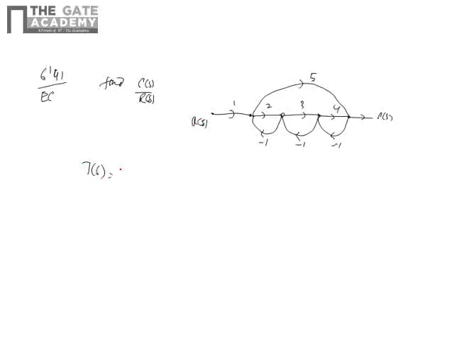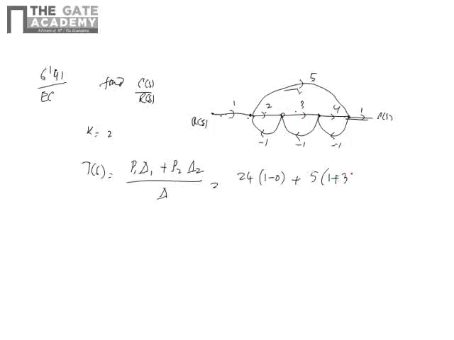So how to find out T(s)? We have to find out first the K value. So K is 1, 2, 3, 4 is the first forward path, then 1, 5 is another forward path. So K value is 2. So P1 delta 1 plus P2 delta 2 by delta. What is P1? 2 into 3 into 4, that means 6 into 4, 24. 24 into 1 minus 0, plus what is P2? P2 is 5. So 5 into 1 minus, this loop is 3 minus 1, the loop which is not touching this second forward path.